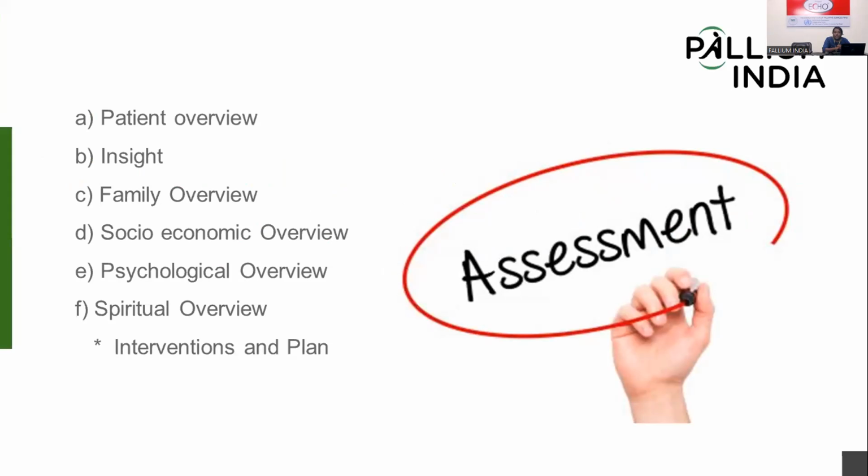It involves deeply many other matters, but that is only for the professional palliative care team. So we mainly require the patient overview, insight about their condition, family overview, socio-economic overview, and to identify whether any psychological or spiritual issues are there. That's it. And if we find any psychological or spiritual issues, we can directly facilitate or consult a psychiatrist or a psychologist based upon the need of that family.